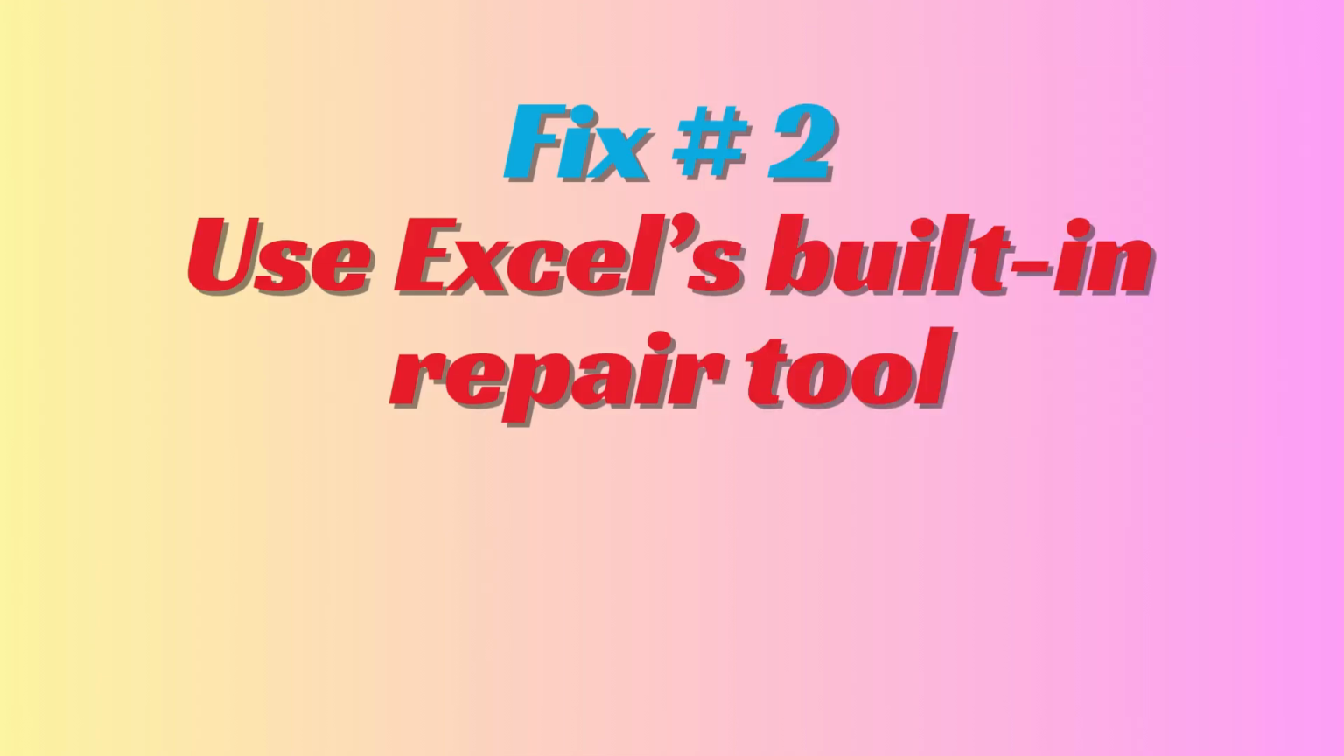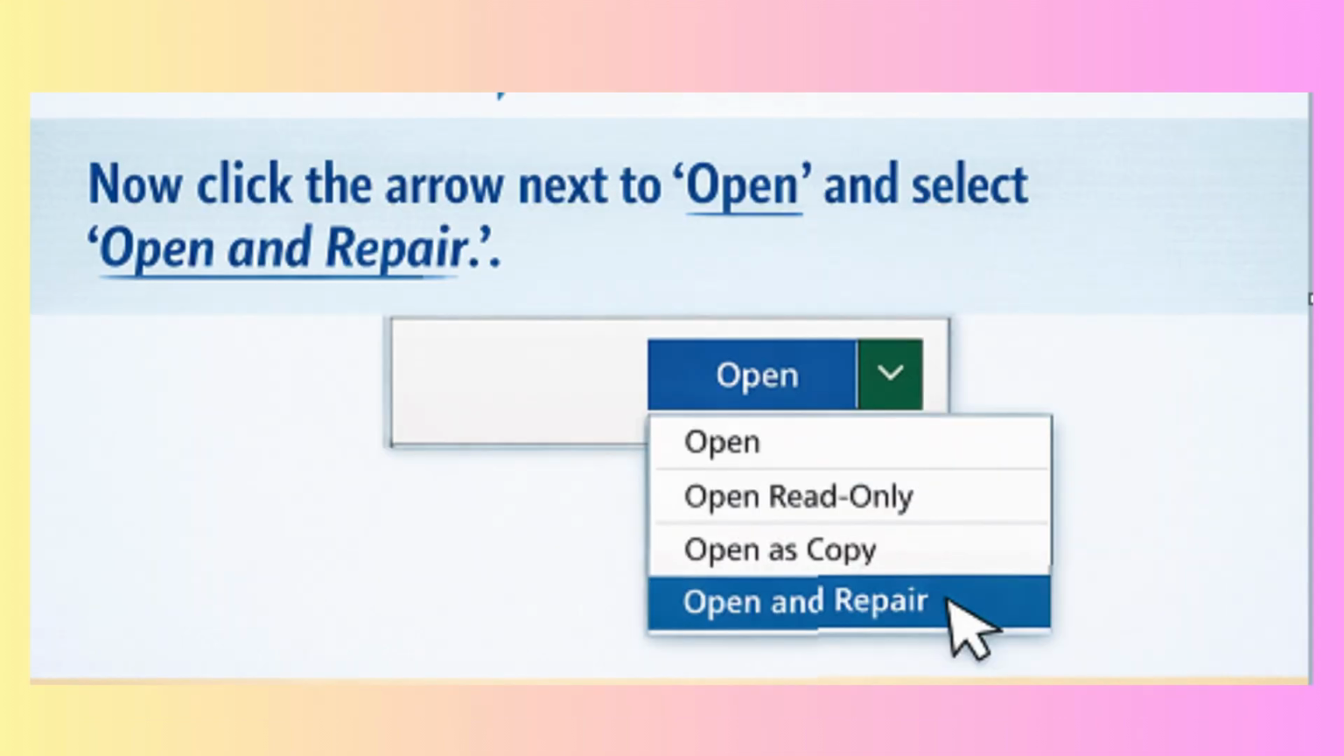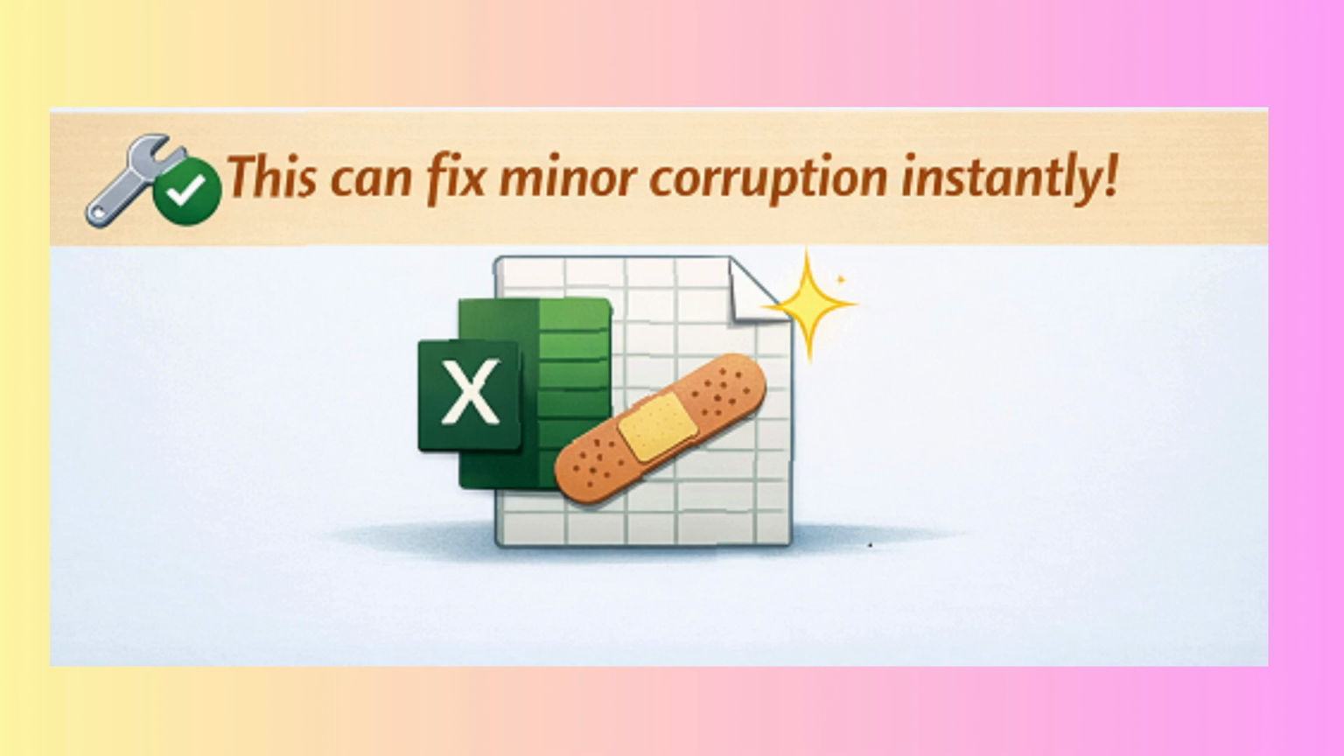Fix number 2. Use Excel's built-in repair tool. Open Excel first, go to File, then Open. Select your file. Now click the arrow next to Open and select Open and Repair. This can fix minor corruption instantly.